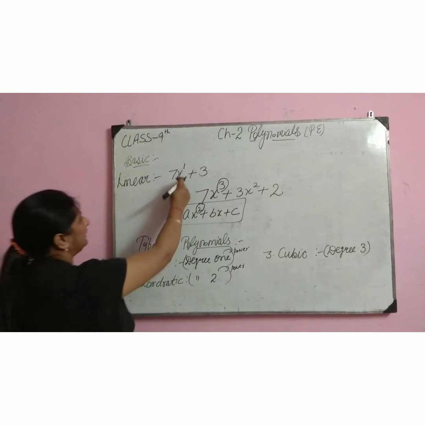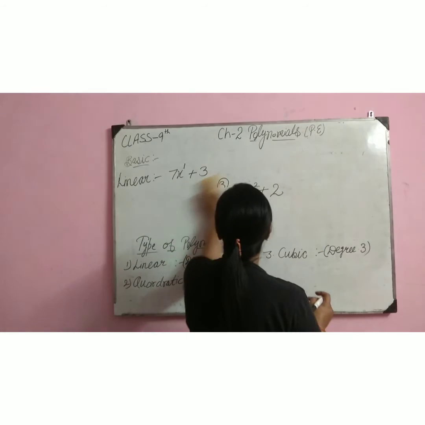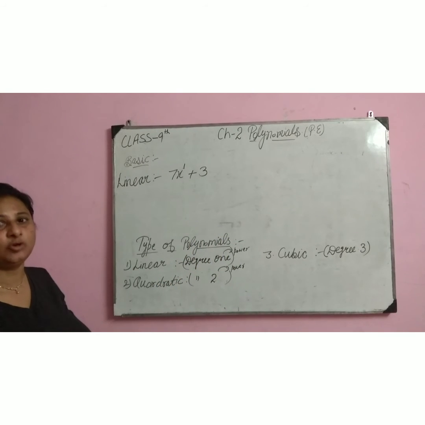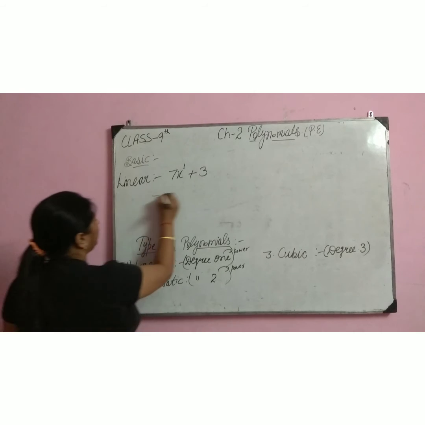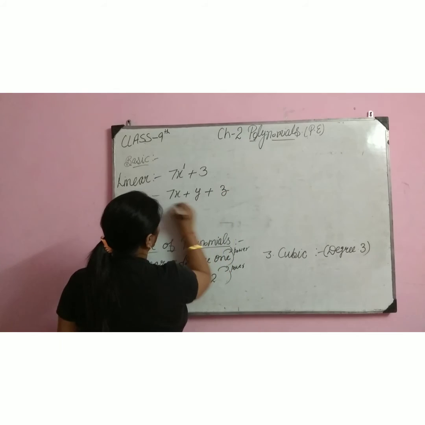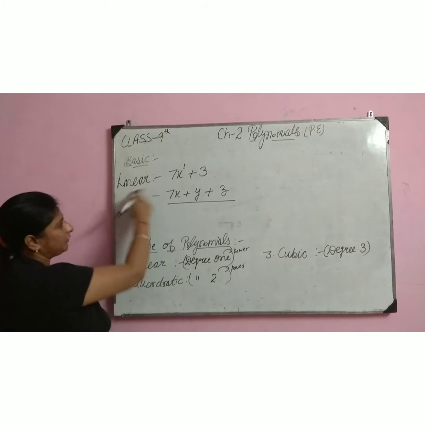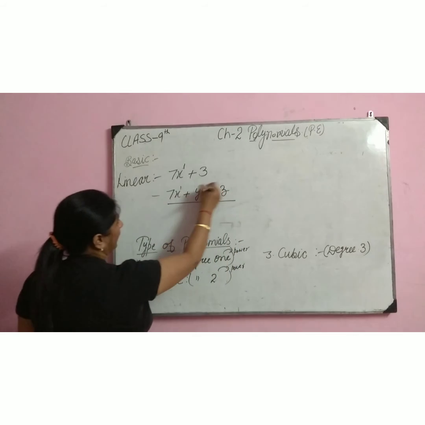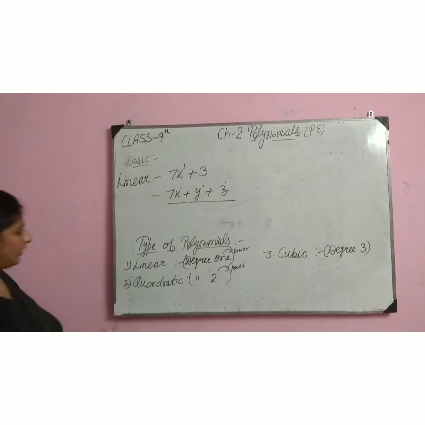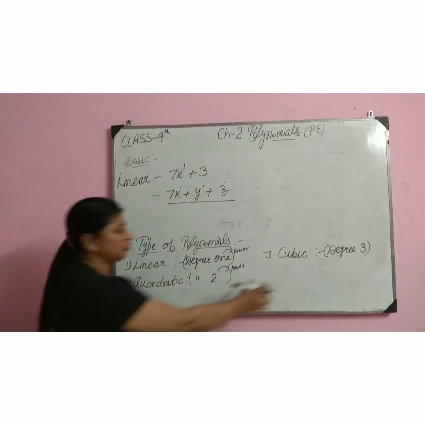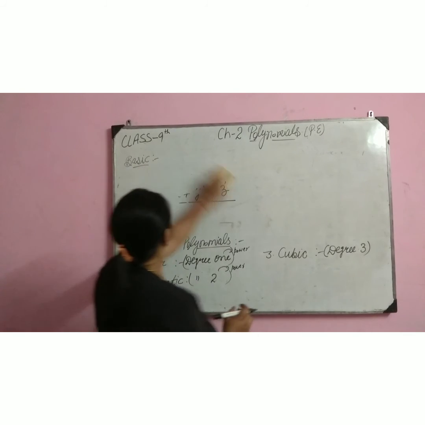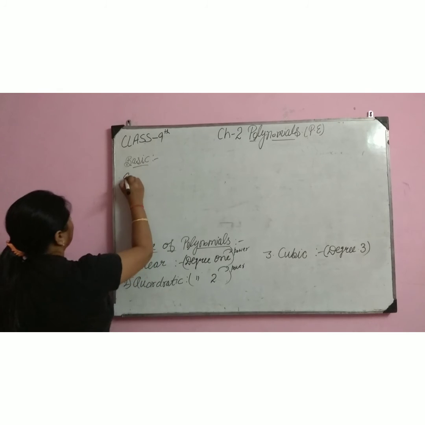When we are talking about linear, you can write it in 1 variable, 2 variables and 3 variables. Suppose I write here 7x plus y plus z. It is also included in linear because here the degree is 1 but there are 3 variables. I hope you are all clear about linear, quadratic and cubic. We just check the power only. Wait, I will give you an example.